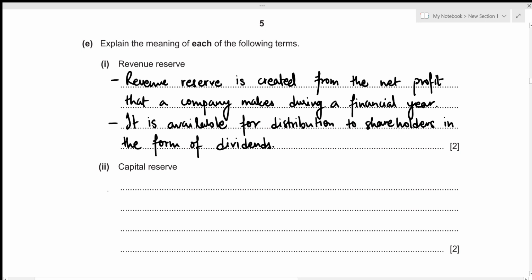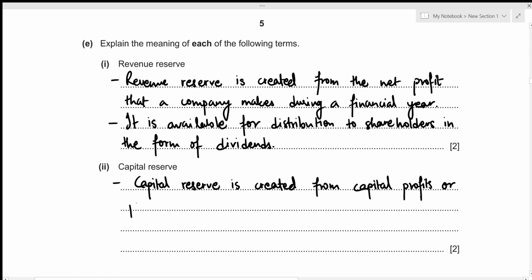For the second part, we need to explain the meaning of capital reserve. So capital reserve is the reserve that is created from capital profits or the profits arising from non-trading activities, right? Let's record it. Capital reserve is created from capital profits or profits arising from non-trading activities.